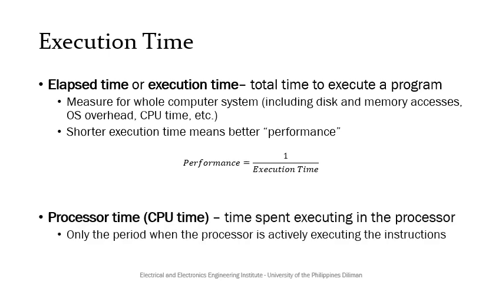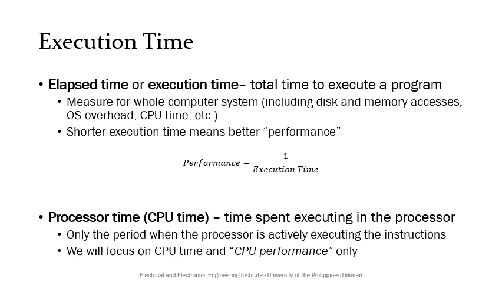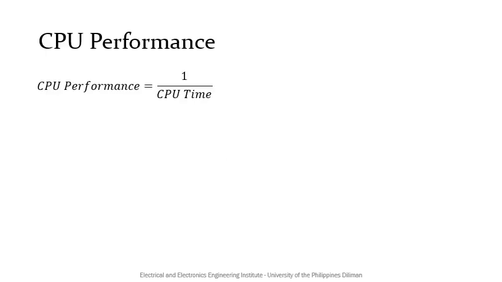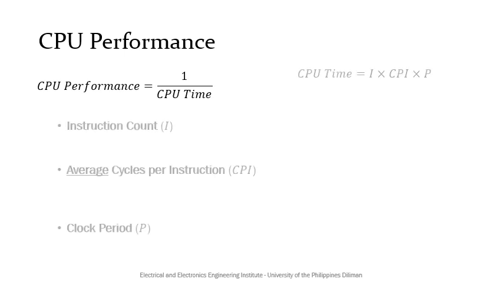Processor time or CPU time is the amount of time spent executing in the processor. It covers only the period when the processor is actively executing instructions. Since it will be hard for us to determine at this point how long disk accesses or OS overhead times are, we will just focus on CPU time and CPU performance. CPU performance is simply the reciprocal of CPU time.